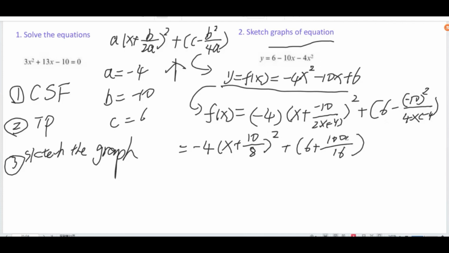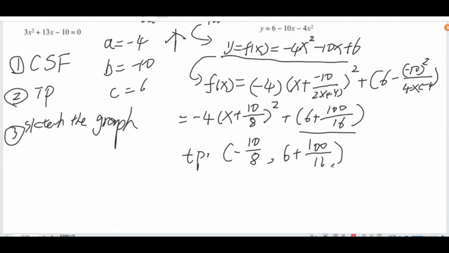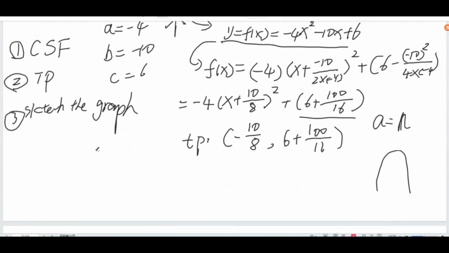Okay, so the turning point can be negative 10 over 8, and the other coordinate is 6 plus 100 over 16. Okay, and a is negative, sorry, a is a negative, so the graph looks like this, right? So we have to find the turning point.